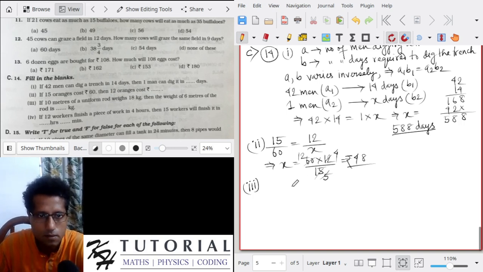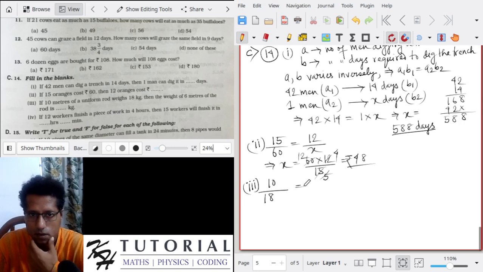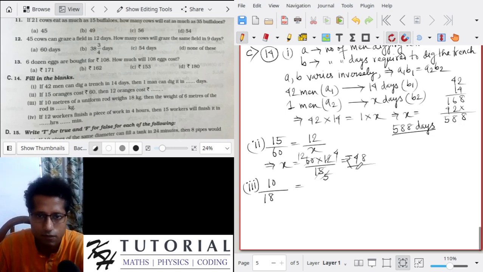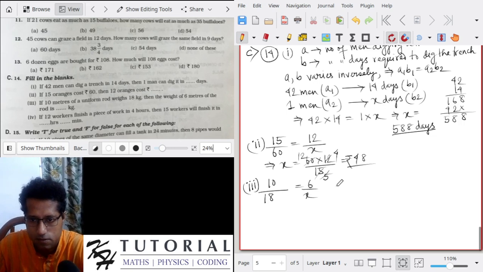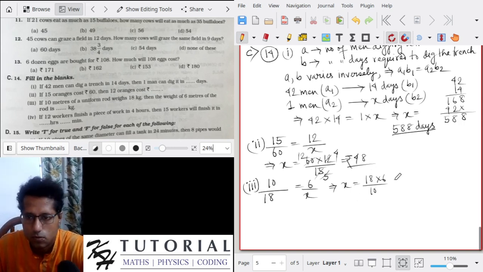So we can say that 10 divided by 18 is equal to, it is given that the weight of 10 meters of the rod is 18 kg. Now it is asking the weight of 6 meters of rod. Let's say the 6 meters of rod weighs x kg. So we will have 10 by 18 equals 6 by x. This implies x equals 18 into 6 by 10. So this is 10.8, so 10.8 kg.